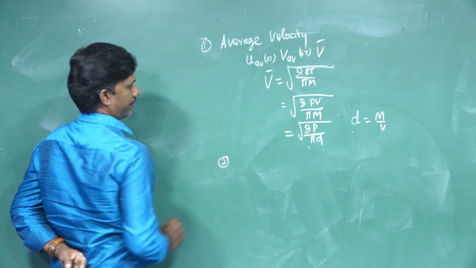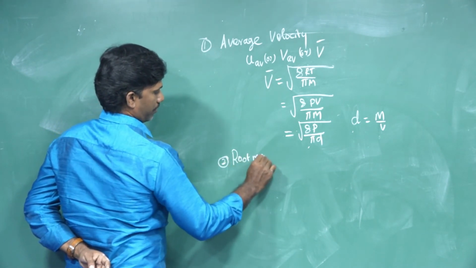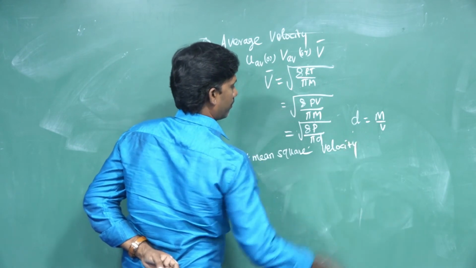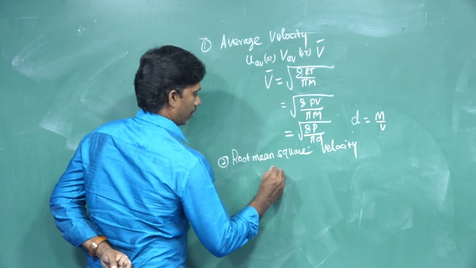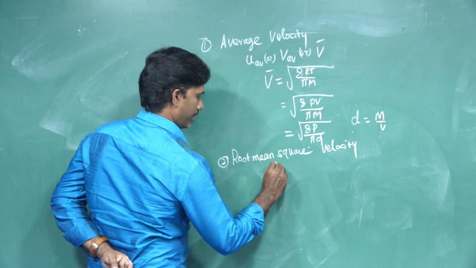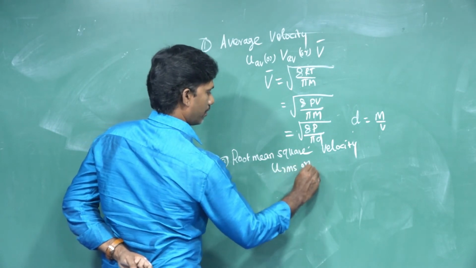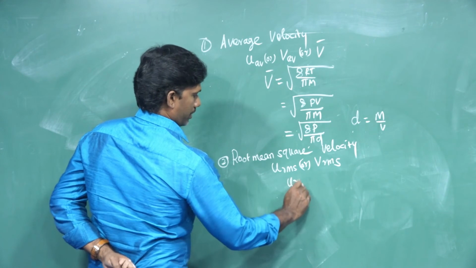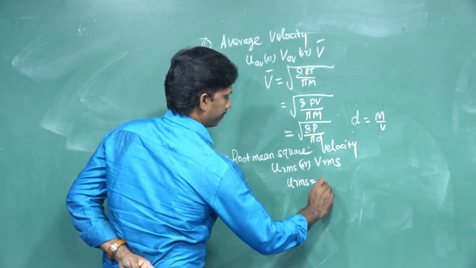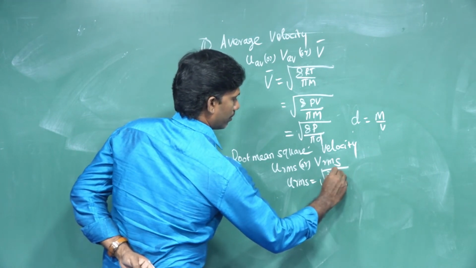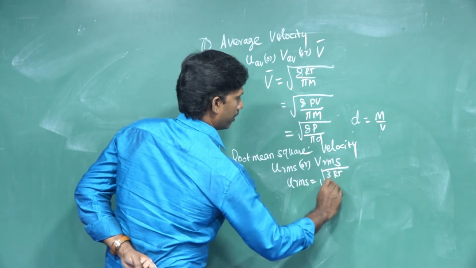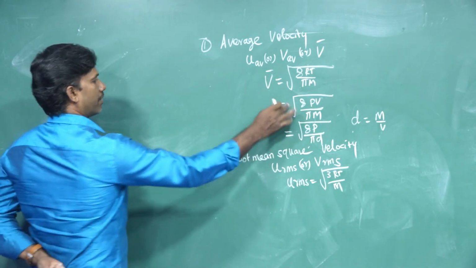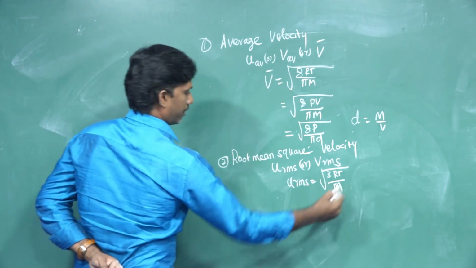Okay, then second, root mean square velocity. What is called root mean square velocity? It may be denoted by U_rms or V_rms. So U_rms equals root of 3RT by M. This can be written using PV equals RT, substituting it in 3RT by M.